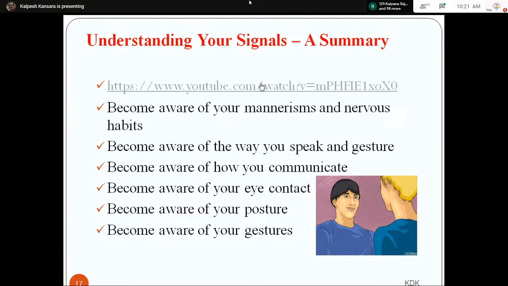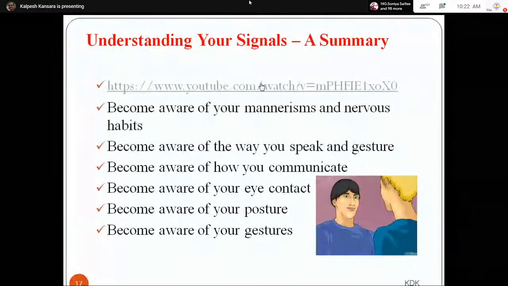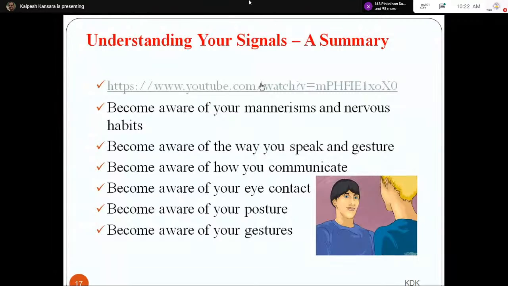Rehearsal is a must. Become aware of how you communicate. Become aware of your eye contact, of your posture and your gestures. So all that can be done through video recordings, which is now very, very easy for all of us. So you can build self-confidence through preparation. Now, I'll share a small video which summarizes what I have told so far.